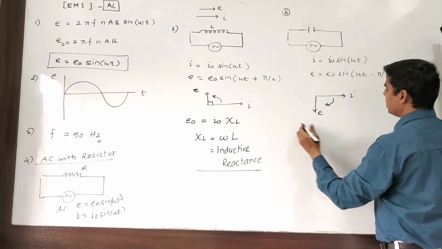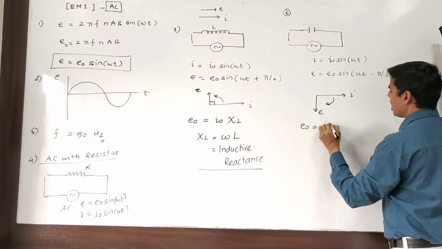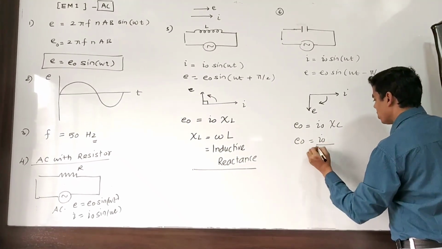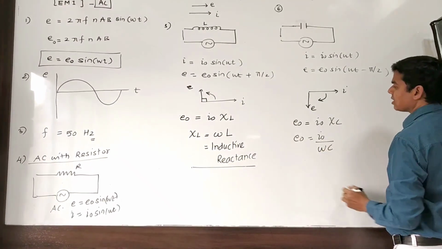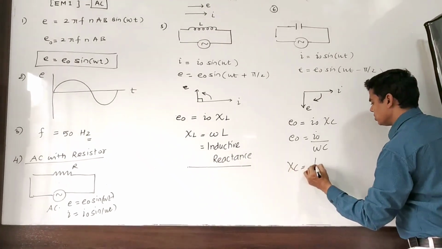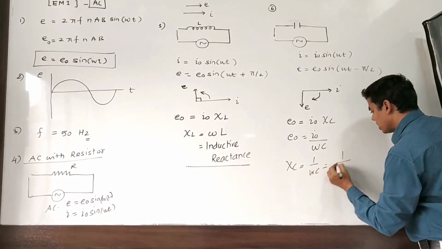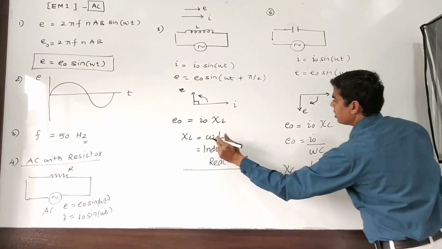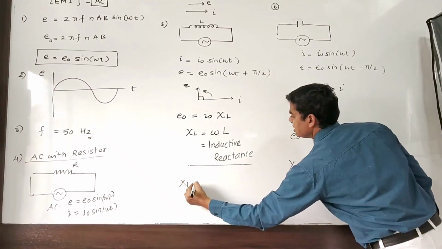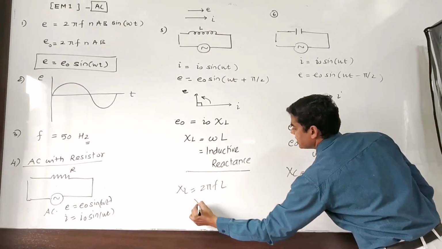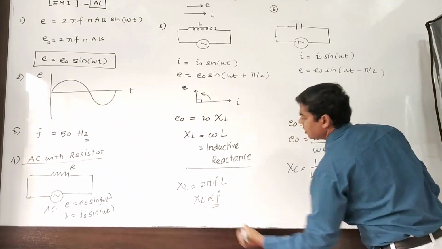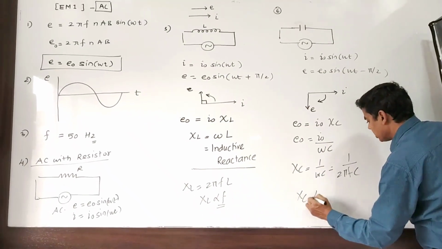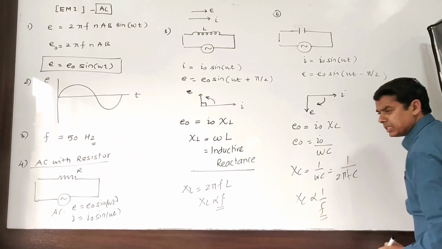In the capacitive circuit, the peak value of EMF is given by I0 into XC, where XC is 1 upon omega C, called the capacitive reactance. Omega is 2 pi F. Here, if we consider inductive reactance, then XL is equal to 2 pi FL. That is, XL is directly proportional to the frequency of AC, and capacitive reactance is inversely proportional to the frequency of AC.